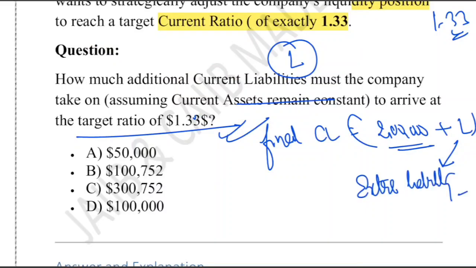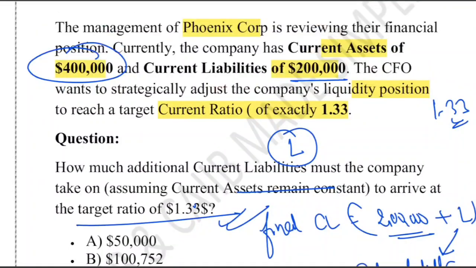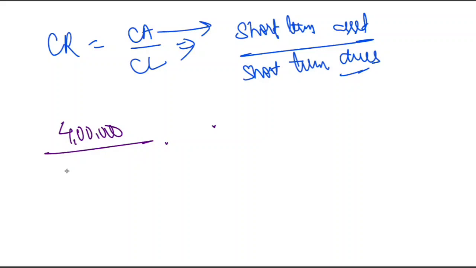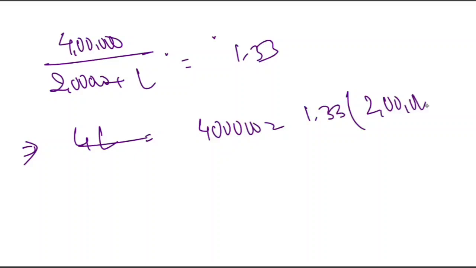Fine. Now just apply the formula. Current asset remains the same, which is 4 lakh. So our equation will be: 4 lakh divided by 2 lakh plus L, and the ratio is 1.33. Now you have to solve this equation and get the answer. You can see that questions are not being asked very tough. Actually it is very easy provided you understand the concept clearly. So 4 lakh is equal to 1.33 times 2 lakh plus L.